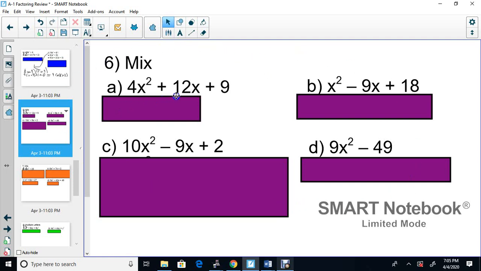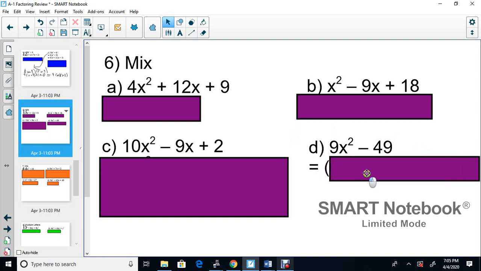So this one's 4x squared plus 12x plus 9. Here we got x squared minus 9x plus 18 and 10x squared minus 9x plus 2 and then 9x squared minus 49. Oh, I like this one. It only has two items. Easy to identify. It's a difference of squares. 9, 3 times 3 is 9. 49, 7 times 7 is 49. I'm going to use the difference of squares here. So I would do this one first.